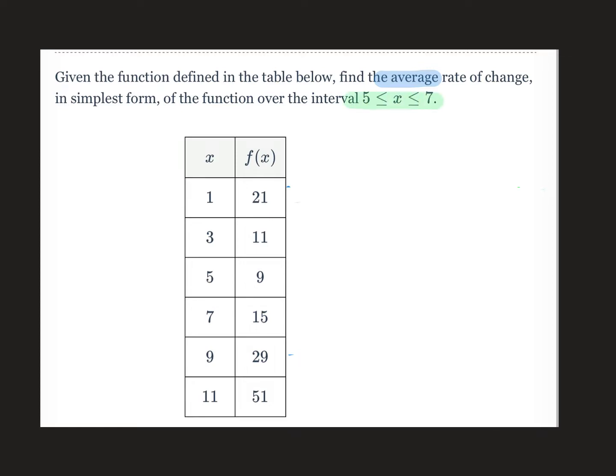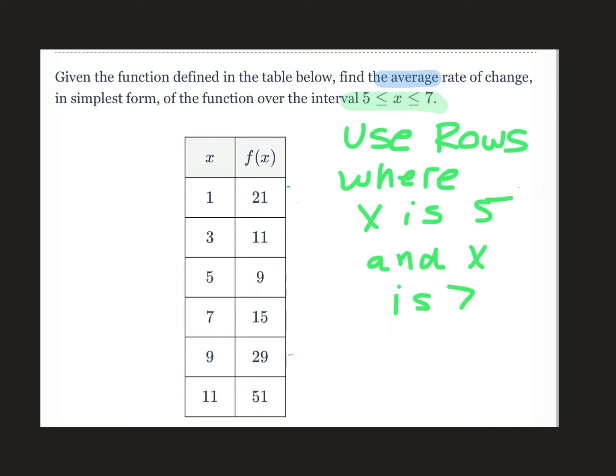So I'm going to turn your attention to right here. And so what that part of the directions is telling you to do is to use the part of the table where x, because here's our x, right? x is equal to 5 and x is equal to 7. So it's asking you to find the rate of change between those two parts of the table.